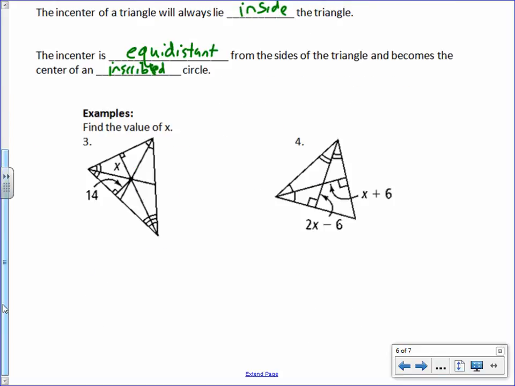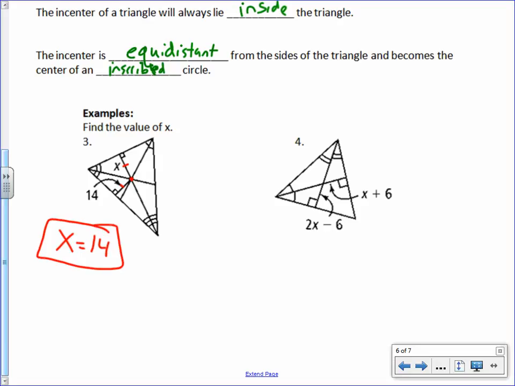We said that by that theorem, if this is the center of the triangle, that has to be equidistant from the sides. So this would have to be equal to this. So x would have to be equal to 14 in that case. That's easy enough. Same thing with this one.